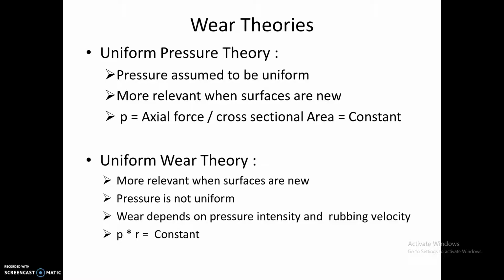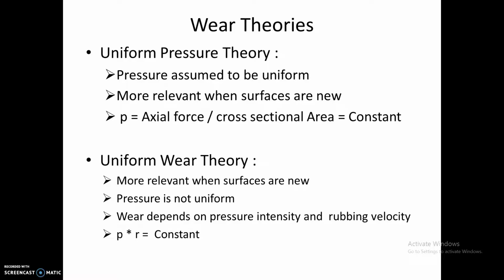Now before going to study the working of different types of clutches, you must understand that while calculating the power transmission of a clutch or power loss in a bearing, generally two theories are adopted. These wear theories are the uniform pressure theory and the uniform wear theory. Uniform pressure theory is more relevant when surfaces are new, when clutch plates are new, bearings are new. In that case, you have to use the uniform pressure theory. In this theory, we assume that the intensity of pressure is uniform over the entire surface.